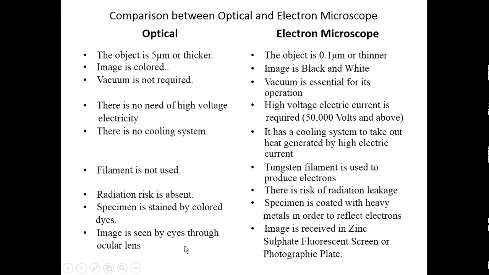The image is seen by eyes through the ocular lens. Actually, the image is viewed with an ocular lens, that is, an optical lens. Here, in the case of electron microscope, the image is received on a zinc sulfate fluorescent screen or photographic plate. Usually, the image is viewed on a fluorescent screen like zinc sulfate, or it is received on a photographic screen or a computer monitor screen. Okay.